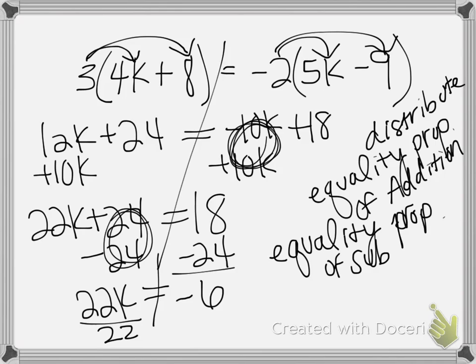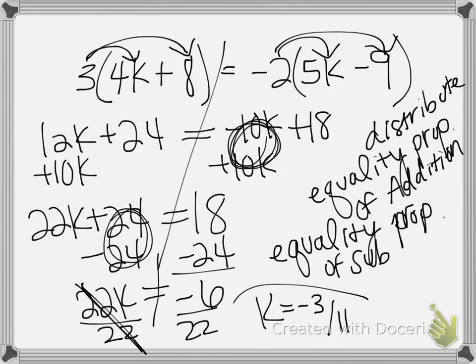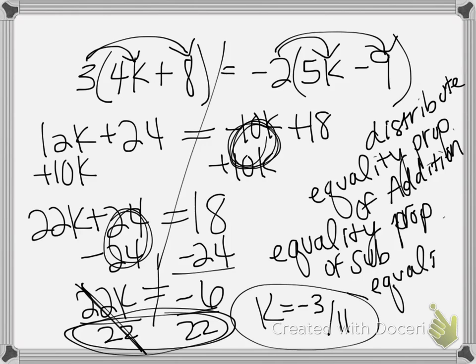And the last step on this one is dividing 22. 22 over 22 is 1. And k is, I'm just going to reduce the fraction because I could have a decimal, but let's see. 2 goes into 6 3 times, and 2 goes into 22 11 times. So I'm going to say this is, k is negative 3/11. And I need to add in another property because right here I divided both sides by 22. So I'm going to say equality property of division.